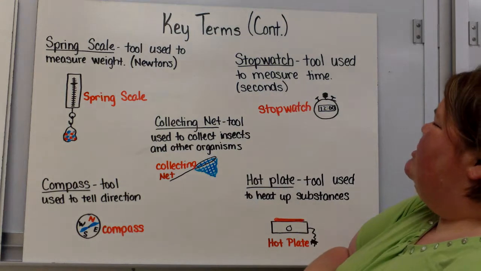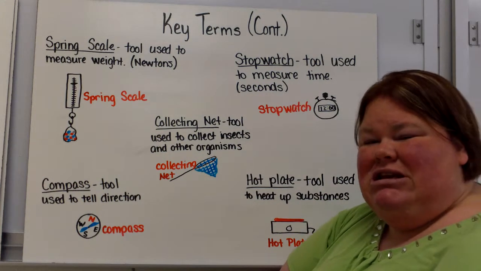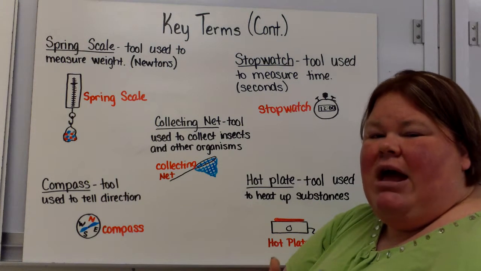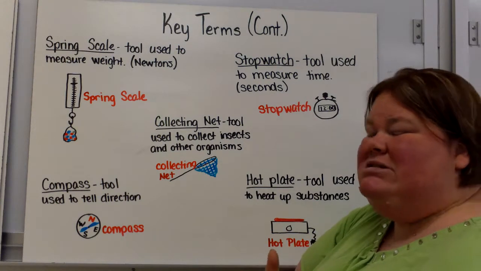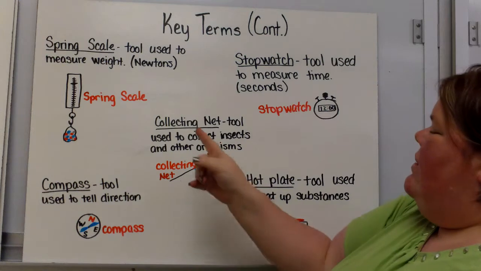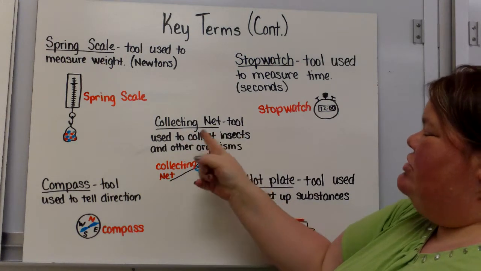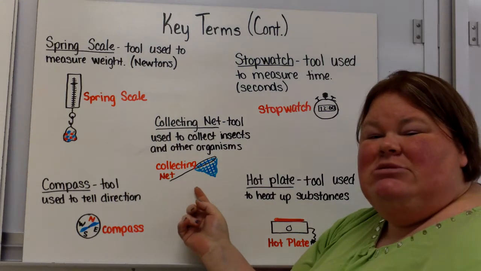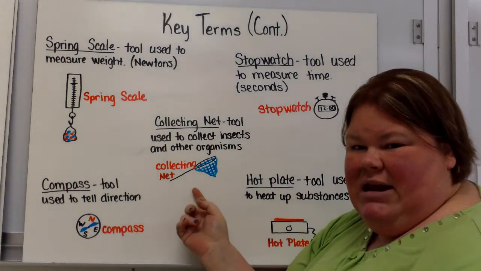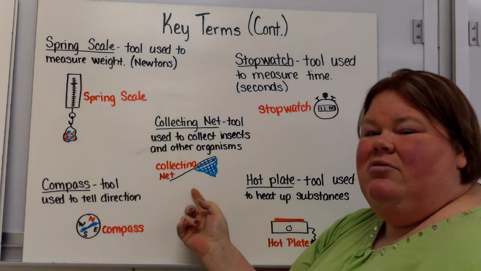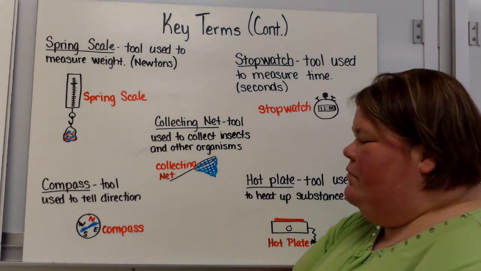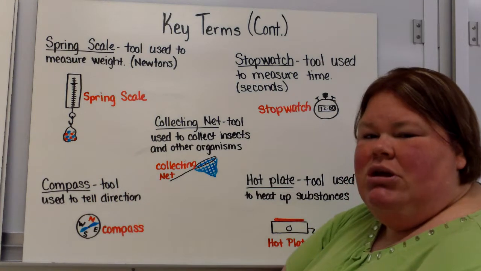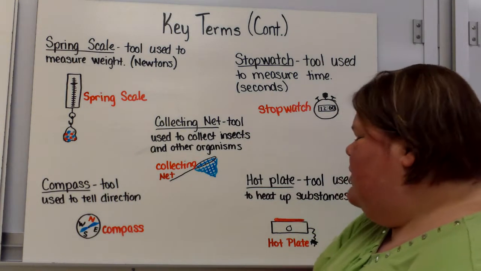We have a stopwatch, which is used to measure time in seconds. You see these used a lot when running track, during races and things like that. We have a collecting net, which is a tool used to collect insects and other organisms. Sometimes this is commonly known as a butterfly net, but in science we call it a collecting net. We also have a compass, which is used to tell direction, north and south.